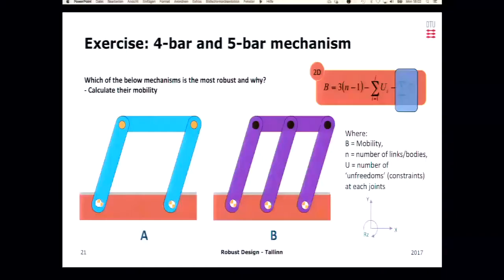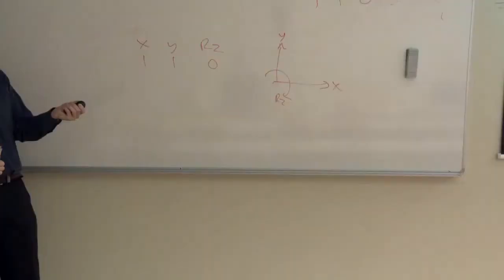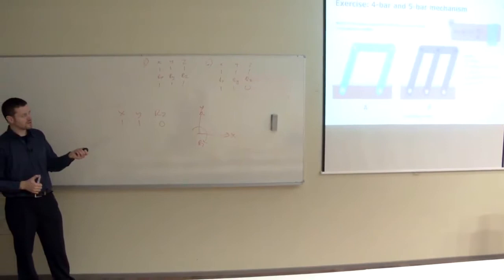So let's take this link first. What are the unfreedoms in this joint here? What are the unfreedoms between this blue part and this orange part? So it's unfree in the X, it's unfree in the Y, but it's free in the RZ. What about in this one here? Same. It's the same. So that is the constraints between this component and this component.